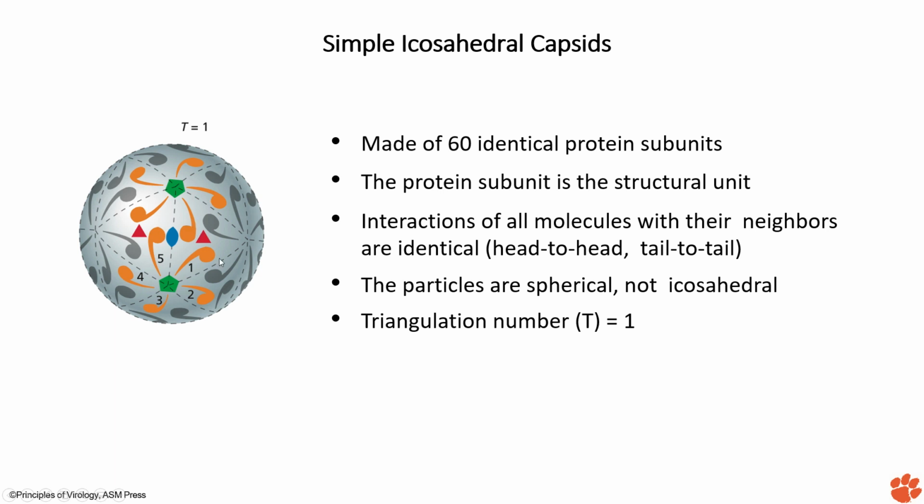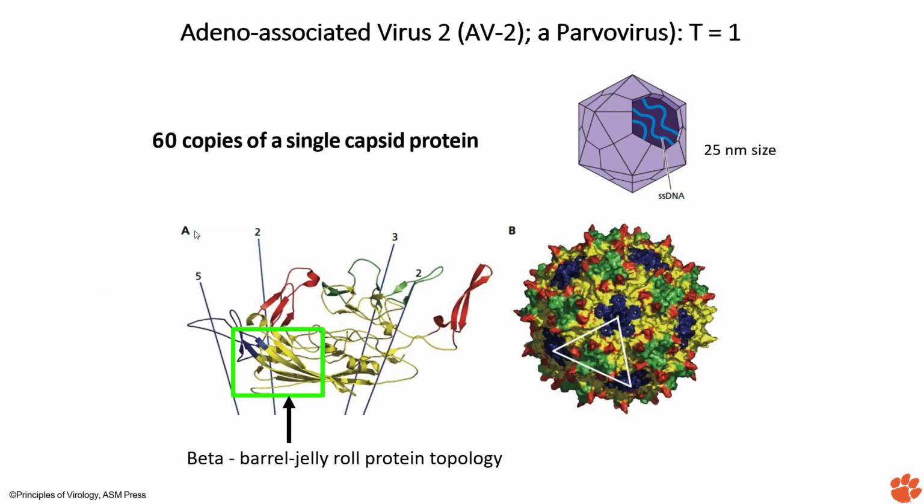Now, suppose this structure, the simplest one, which we see in the parvovirus, is made with just one protein. And if it is made with just one protein, then you have 60 copies of a single capsid protein. So you can see that if you just take one protein right here, here you have a two-fold symmetry, here you have a two-fold symmetry, here is the axis of a three-fold symmetry, and this is the axis of a five-fold symmetry.